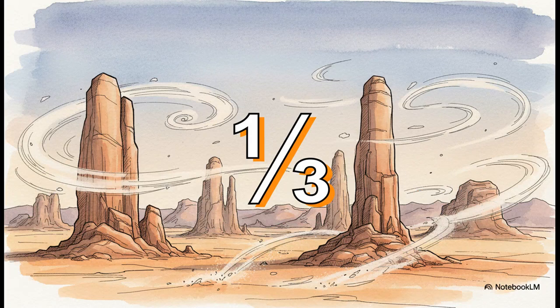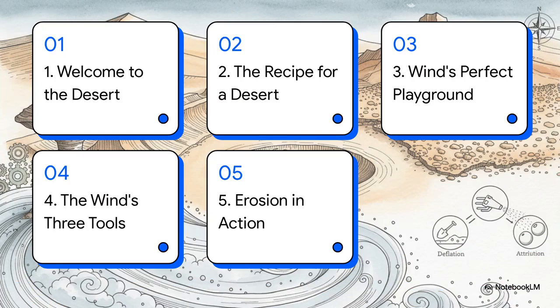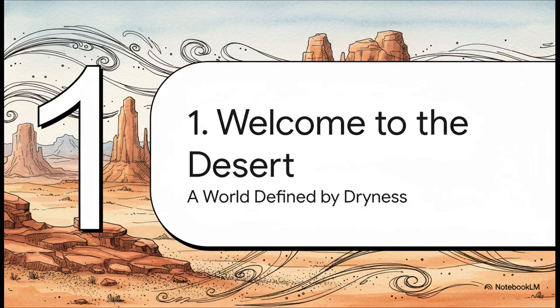And just to get a sense of the scale of this artist's workshop, get this. About 1/3 of our planet's entire land surface is desert. That is a truly massive canvas, constantly being shaped and reshaped by the forces we're about to explore. So here's our game plan. We'll start with what a desert actually is. Then we'll look at the recipe that makes it the perfect place for wind to work. After that, we'll see why wind is the top dog here, uncover its three main tools, and finally, watch that erosion in action.